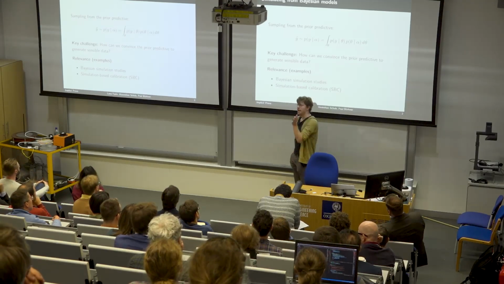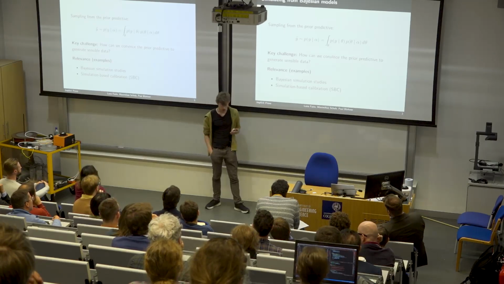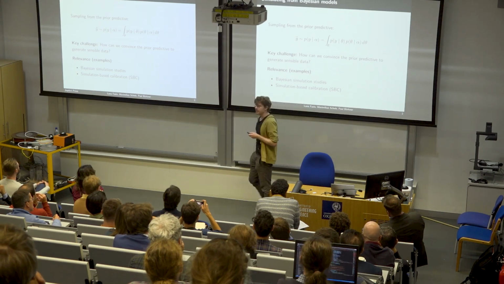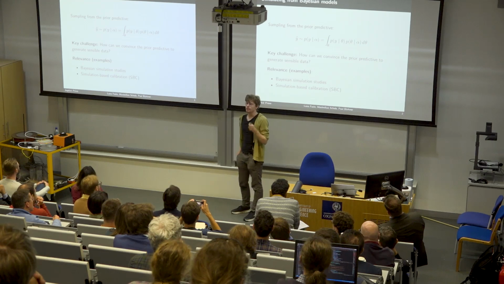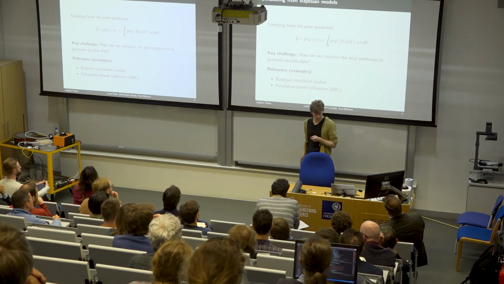The relevance would be any kind of Bayesian simulation study. For example, if you want to do simulation-based calibration on your model and want to check whether your Stan implementation is correct and everything is reasonable, but then sometimes, even in simple models, SBC fails just because the prior predictive produced garbage data which led Stan to crash or something. I'm going to show examples for this. This is something we want to avoid. We don't want SBC to fail just because we are unable to specify a reasonable prior.